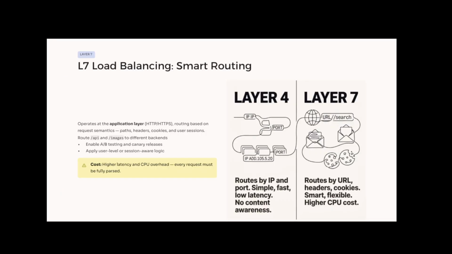Now, let's look at L7 load balancing. L7 operates at the application layer, typically HTTP or HTTPS. This allows it to route based on request semantics, things like paths, headers, or user sessions. For example, you can route DARM API and images differently, or enable A/B testing and canary releases. But this flexibility comes at a cost. It introduces higher latency and CPU overhead because every request needs to be parsed. So the key idea here is L7 provides flexibility and intelligence, but at a higher cost.